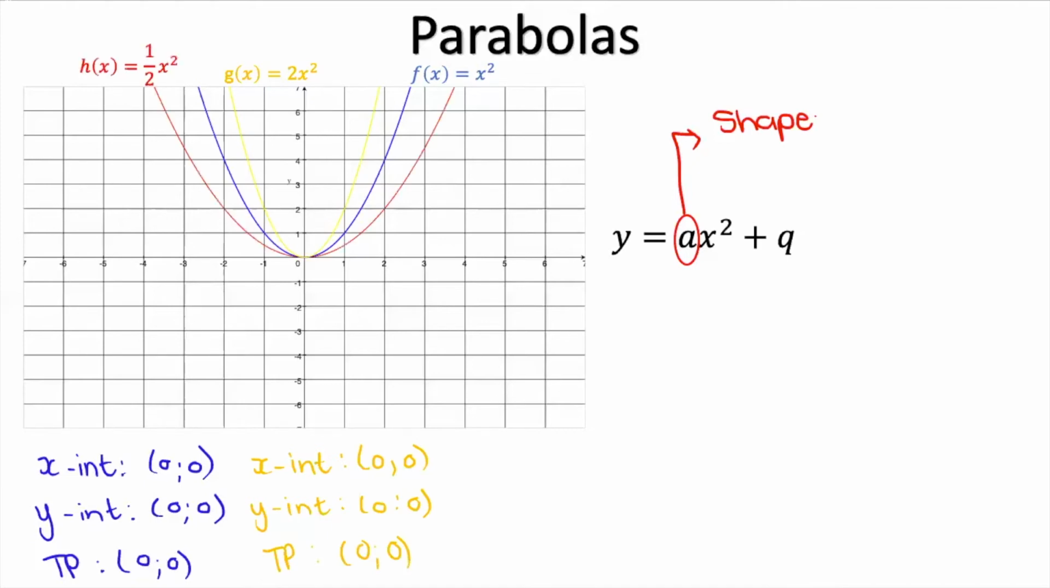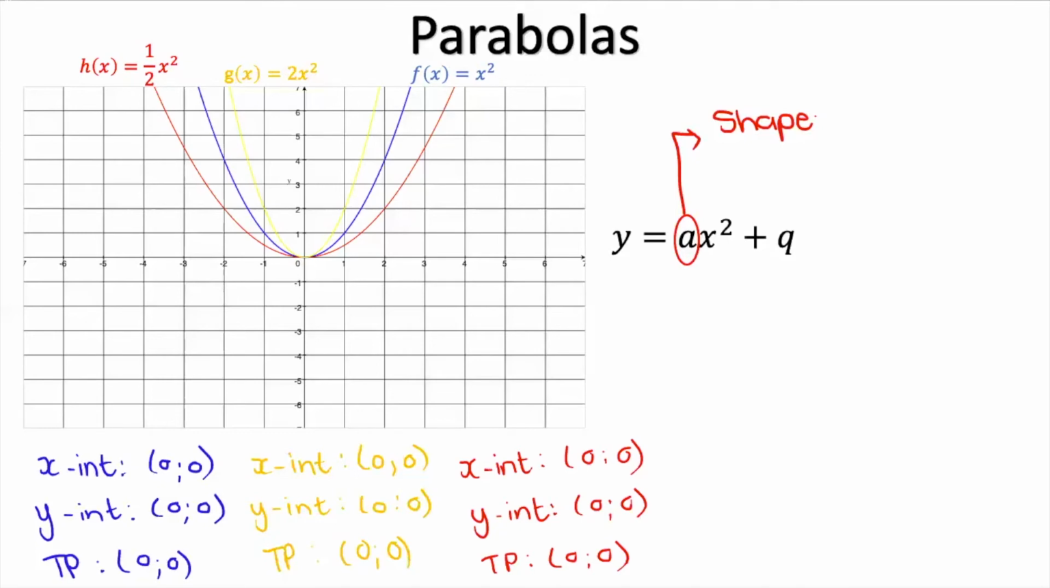So let's have a look at h(x), which is a half x squared. Well, there we can see that the x-intercept and y-intercept are still 0, 0. The turning point is also 0, 0, but this graph is wider. What we can understand from this is that the smaller the a value, the wider the parabola, and the bigger the a value, the narrower the parabola.